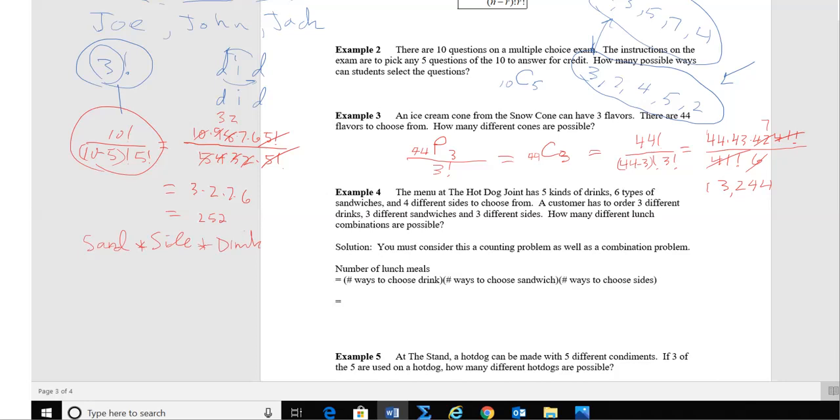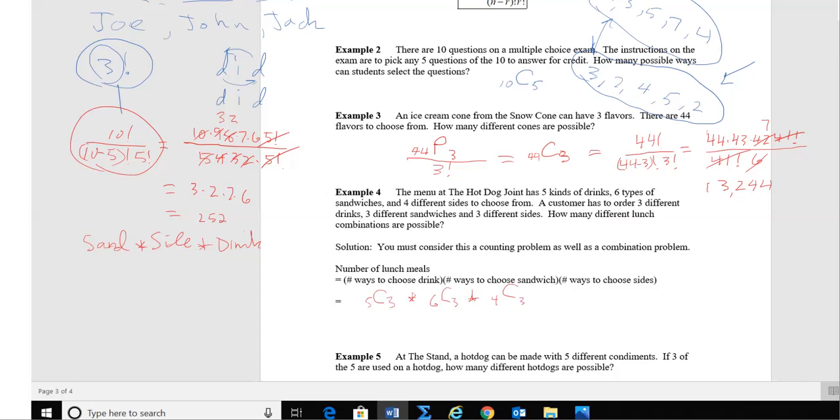Okay, so the drink, how many different drinks are there? 5 kinds of drinks, right? Number of ways to choose a drink. Well, he's got to do 5 choose 3. And he's got the sandwiches, 6 types of sandwiches, times 6 choose 3, times, and you got the sides, 4 sides. Okay, so 4, you gotta pick 3 at a time.